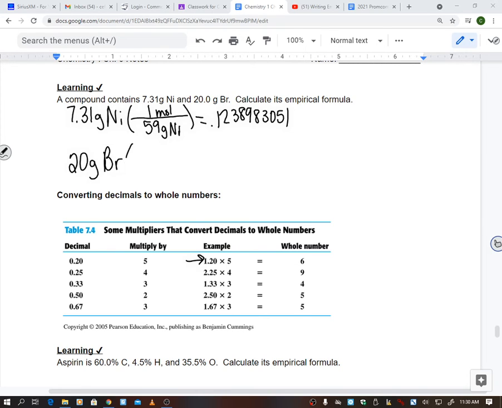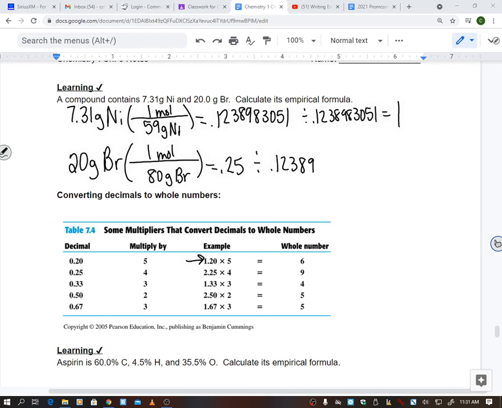So 20 grams of bromine, change into moles. Bromine is 80 grams in 1 mole. So 20 divided by 80 is going to be 0.25. Now, the next step is to divide by your smallest. So I'm going to be dividing by this big number here. I don't always write this out, in my head I know I'm dividing by my smallest number. I'm just doing this so you can see exactly what I'm doing. I don't always want to write these big numbers out over and over. So when you divide this, this is 2.